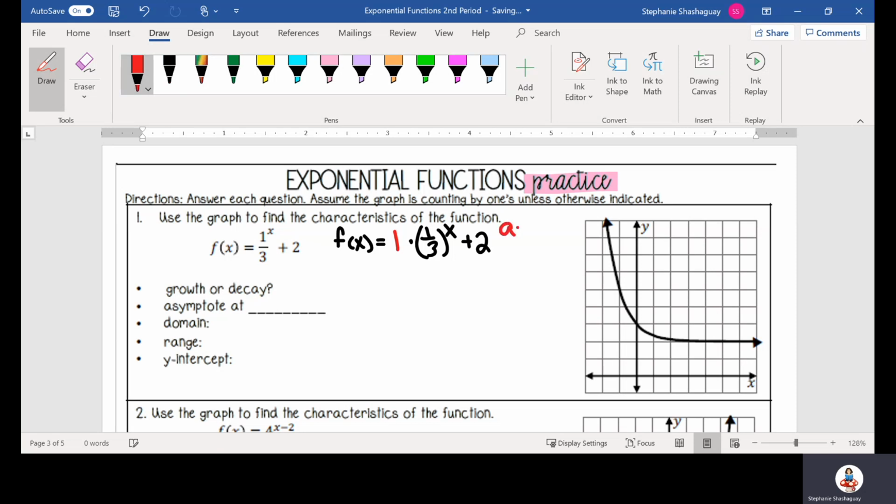So that means that my a here is equal to 2. But this plus 2 is going to do something to this a term, so it's affecting the y-intercept. So what I'm going to do is add 2. I wrote a is equal to 2, but that a is equal to 1. 1 plus 2 is equal to 3. And lo and behold, look at that. If you look at your y-intercept, where that graph is crossing that line, I find my y-intercept is equal to (0, 3).